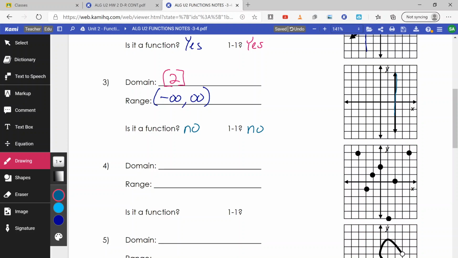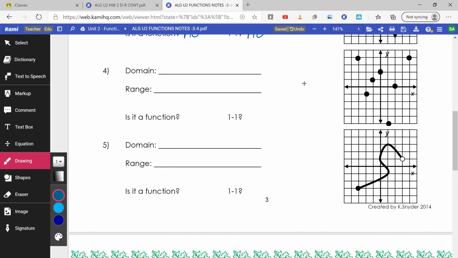Number 4, I give you the domain and the range. Is it a function, 1 to 1? Here we see we have 1, 2, 3, and again, solid dots. So I'm just going to put the x values of our dots. I go left 3, so negative 3, negative 2, negative 1, 0, and then I got a dot down here, so 1, 2, and then 1, 2, 3, 4. So this is my domain.